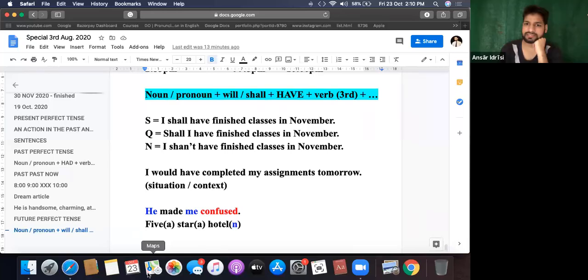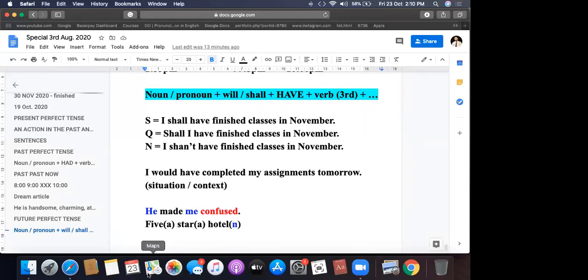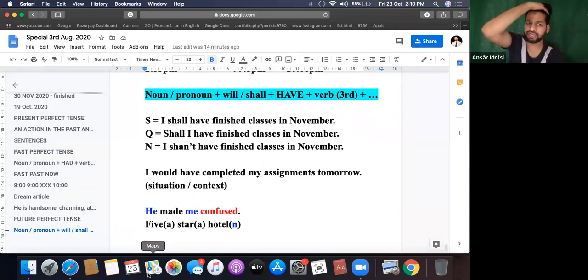Very good. Next. She will have ridden fast. Will she have ridden fast? She won't have ridden fast. Ridden fast. She will have ridden. Will she have ridden? She won't have ridden.